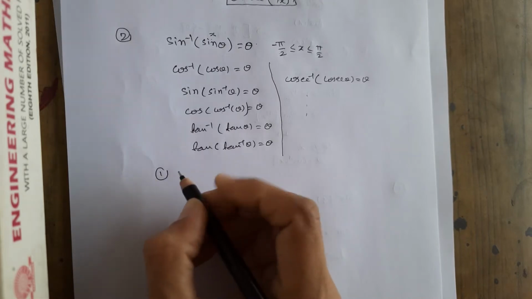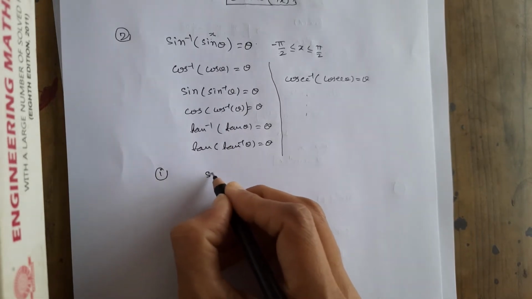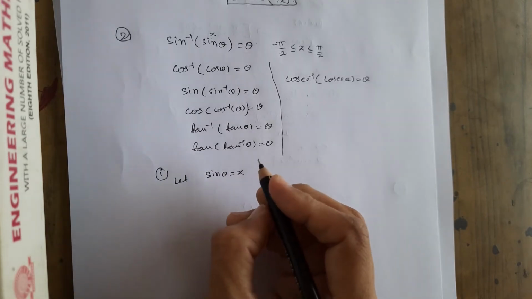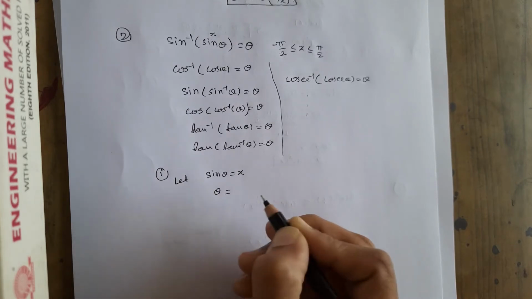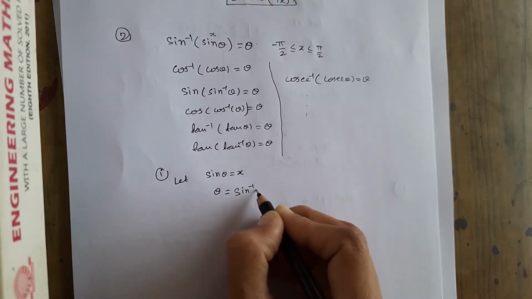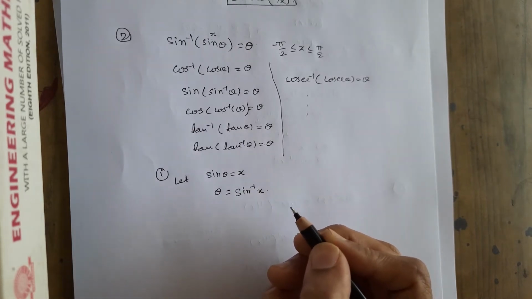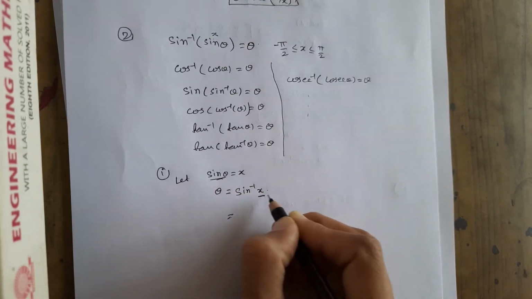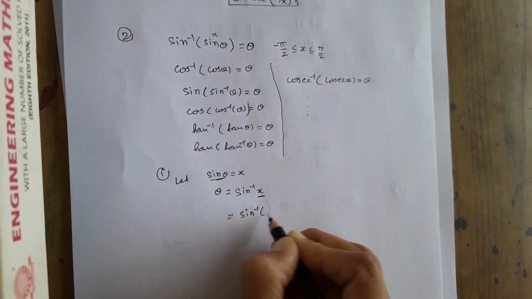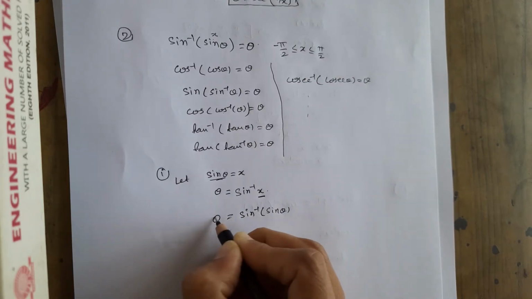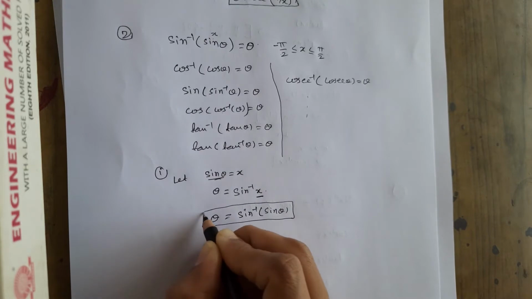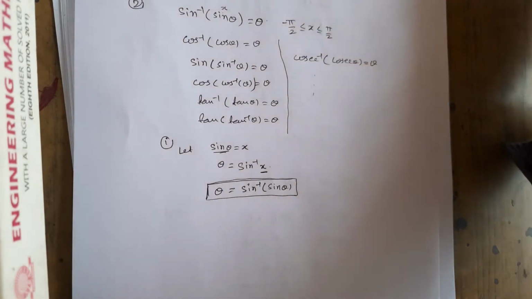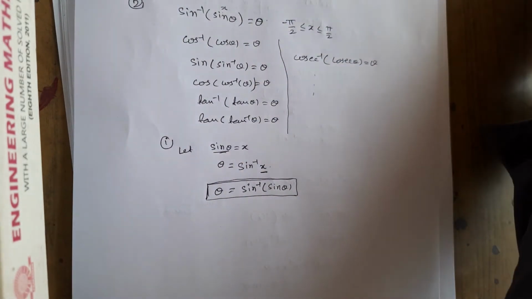Okay, so first I'll show you how to prove this. Suppose I have sine theta equal to x. Let sine theta equal to x. Then by definition of inverse function, theta equal to sine inverse of x. But what is the value of x? Sine theta. I am just substituting it here. So sine inverse of sine theta is equal to theta. Simple. The proof is very simple. Okay, great. Just try to prove the other ratio. Let me know if you are able to do it.